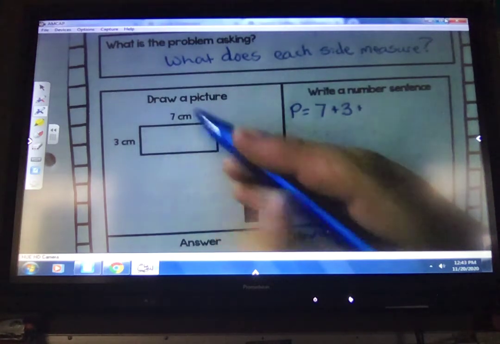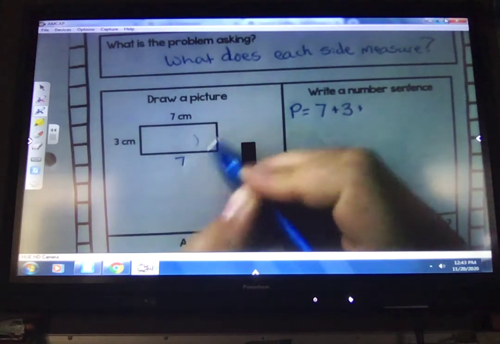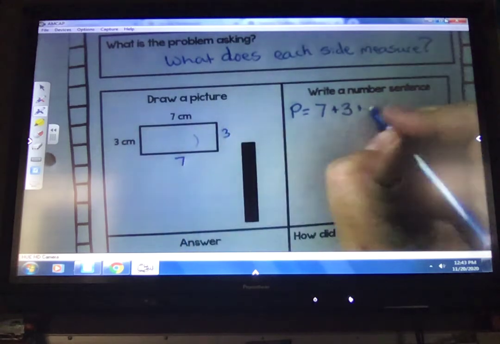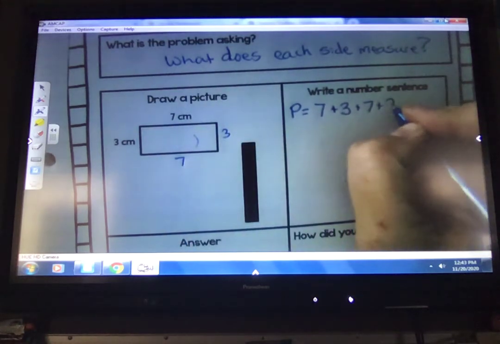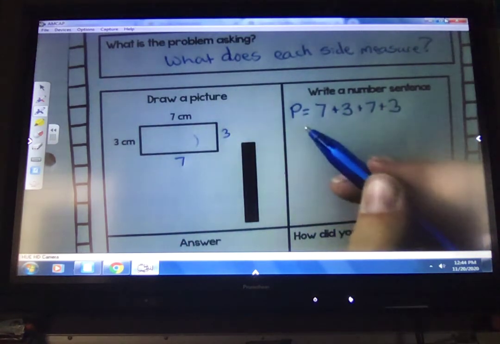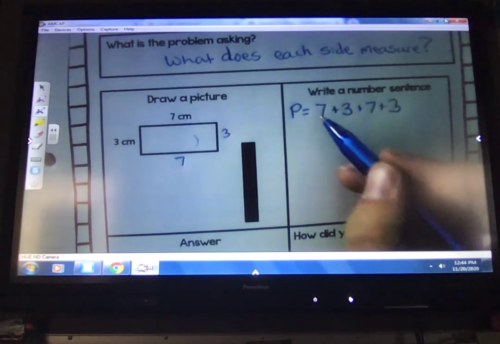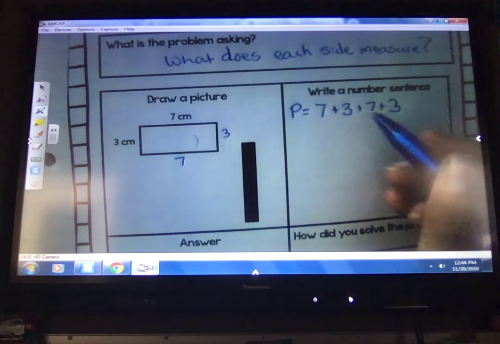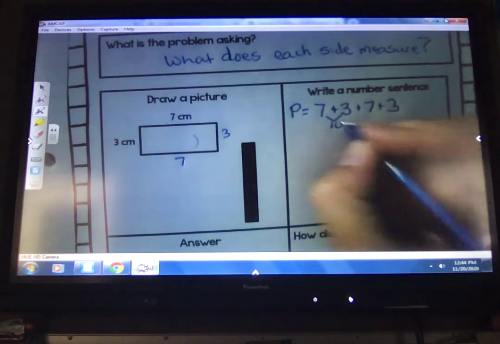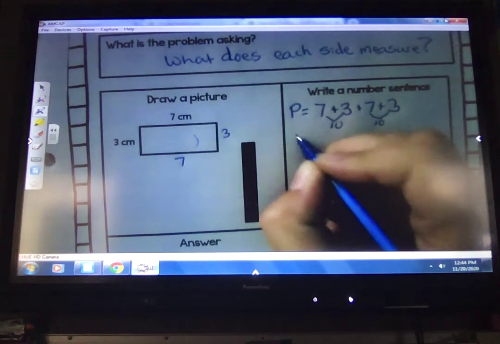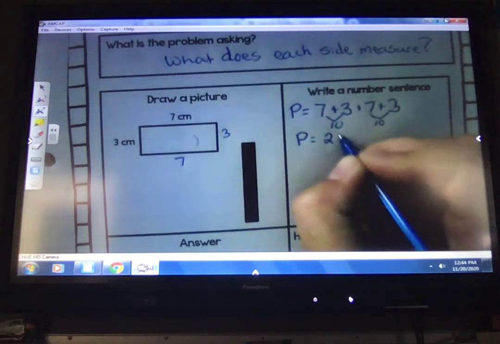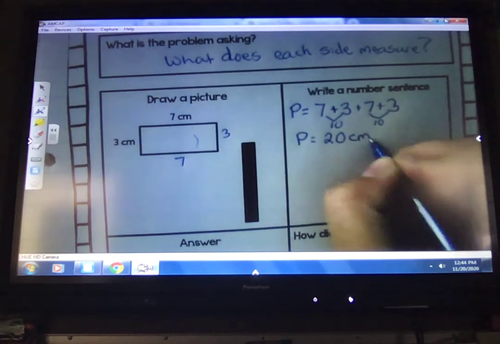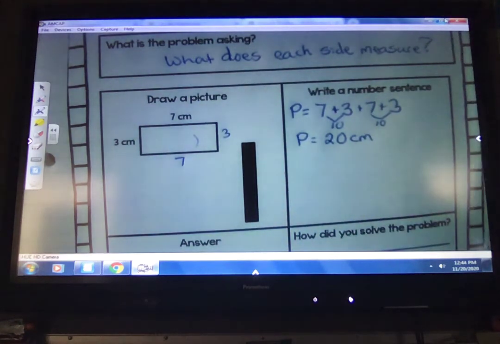So what's going down here? 7 again. And what's going over here? 3. So we've got to add these numbers up twice because it's a 4-sided shape. When we're doing perimeter, we need 4 numbers because there are 4 sides. So let's add them together. 7 and 3 is 10. 7 and 3 is 10. So the perimeter of this shape would be 20 centimeters. Okay, no square perimeter. Only area gets squares because it's made of squares.